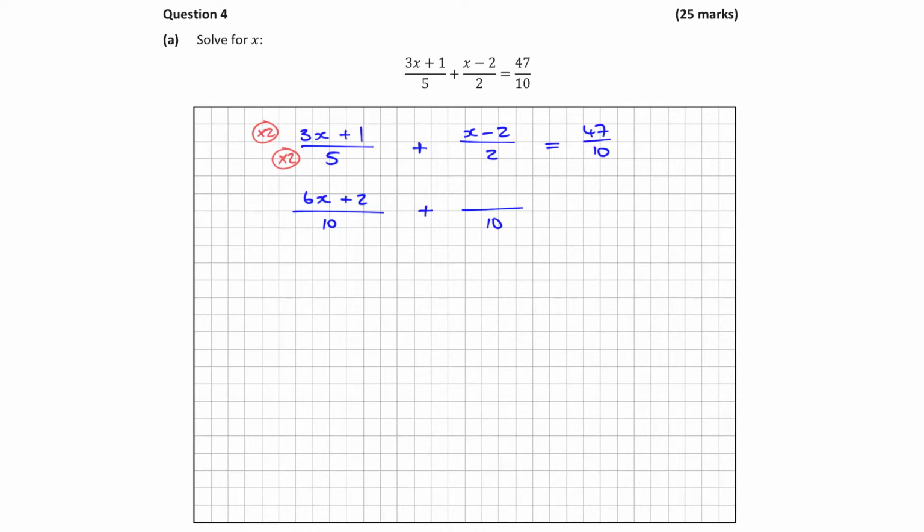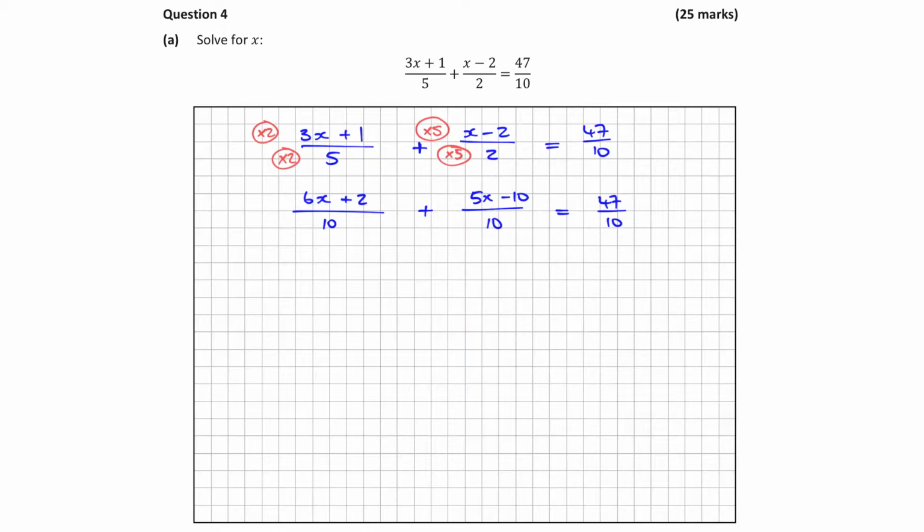Okay? I'm now going to look at the second fraction. And how did I turn that into 10? I times the denominator by 5. If I times the denominator by 5, I have to times the numerator by 5 to keep it equivalent. So 5 times x will be 5x, and 5 times minus 2 will be minus 10. And that's equal to 47 all over 10.